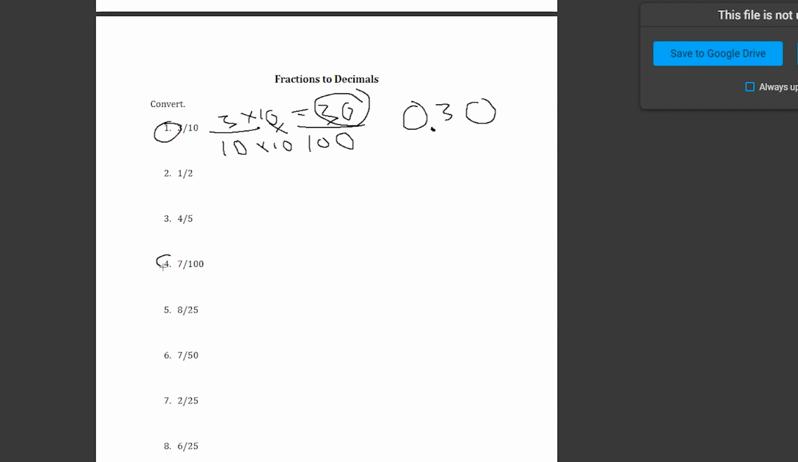Now for number 4, it's already out of 100. So what we need to do is write the 0 and decimal again. But we can't write the 7 here, because if we wrote 7 here, then this would mean that it is 70 out of 100. But in this case, it is not 70, it's actually a 7. So when we have a single digit number out of 100, we need to place a 0 as a placeholder, and then we can write the number. So for number 4, our answer would be 0.07.